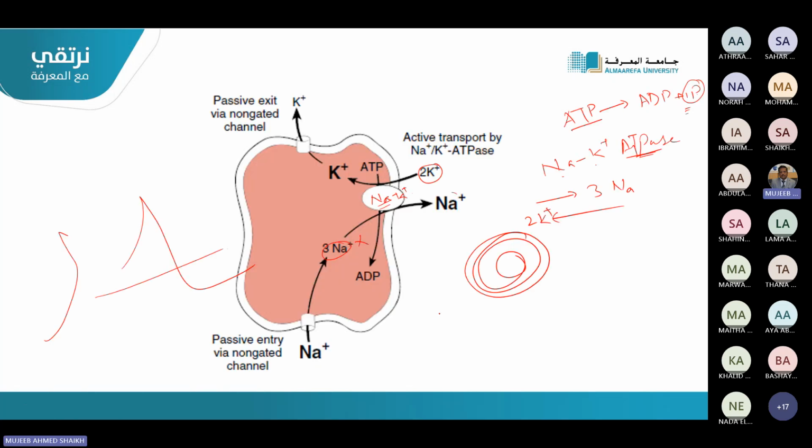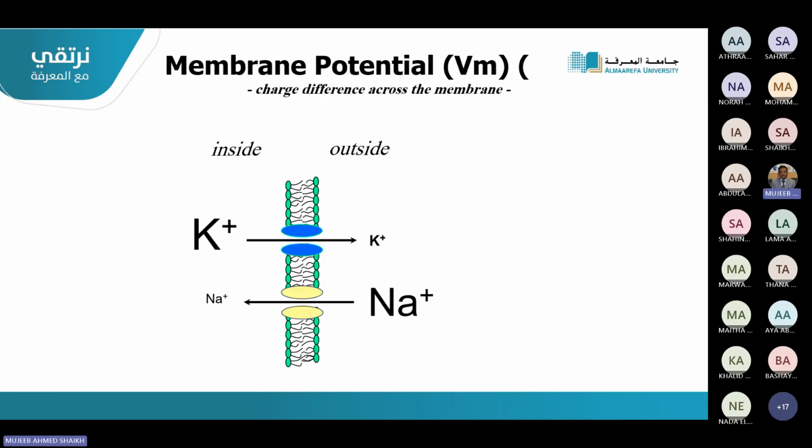When energy is utilized, it is a type of active transport, from the previous lecture. So it is a type of active transport. Okay, so here we are saying that there is more potassium inside, and more sodium outside.